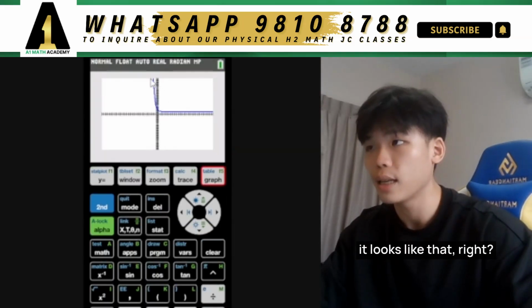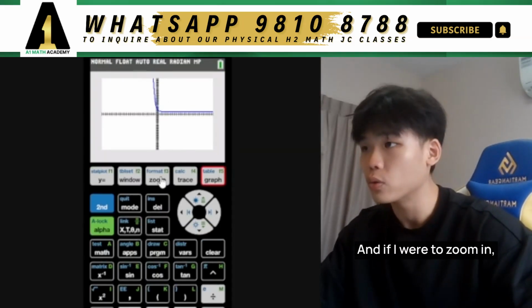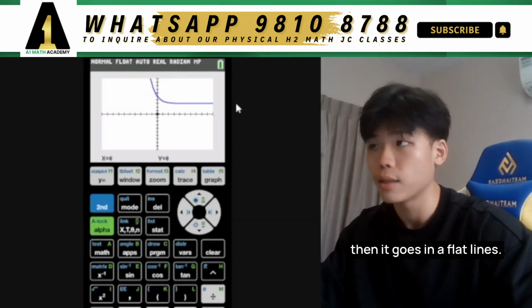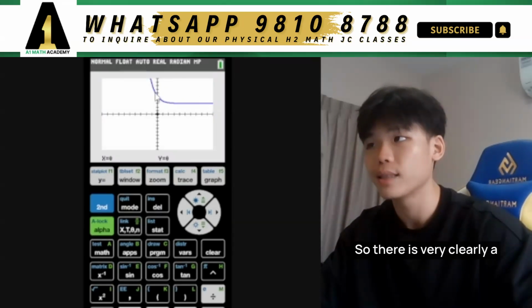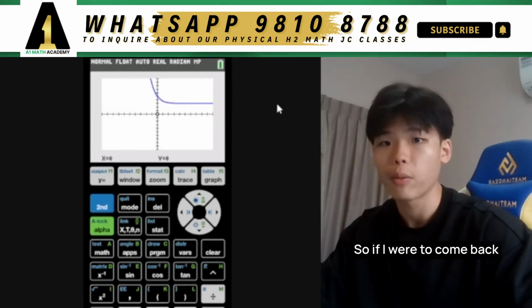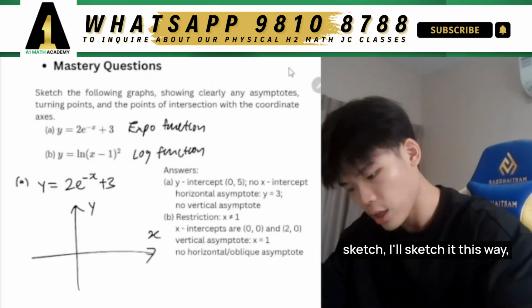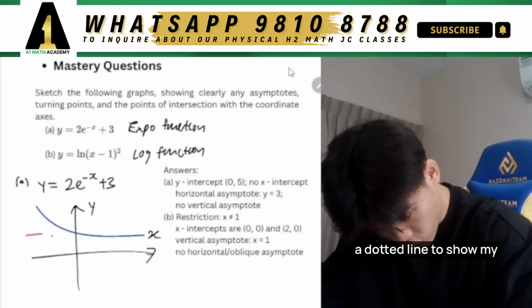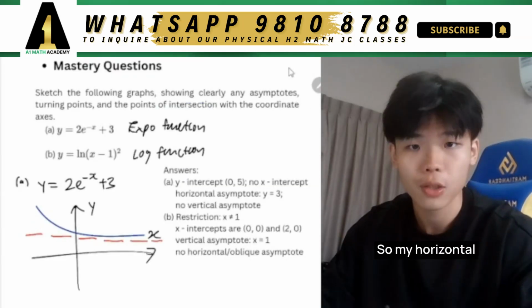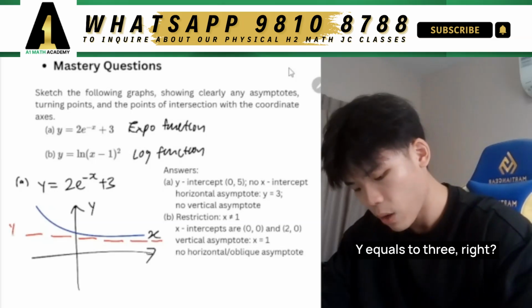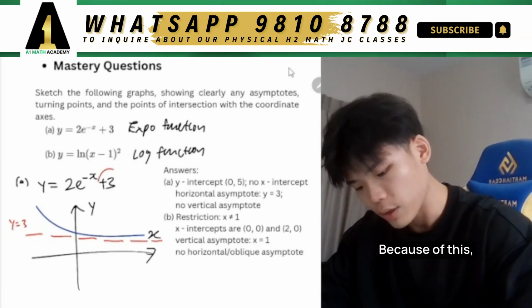And then you see that it looks like that, right? And if I were to zoom in, you see it goes down and then it flatlines. So there is very clearly a horizontal asymptote over here. So if I were to come back to my graph here and sketch, I'll sketch it this way, right? And then over here, I'll draw a dotted line to show my horizontal asymptote. So my horizontal asymptote is very clearly y equals 3, because of this plus 3 over here.